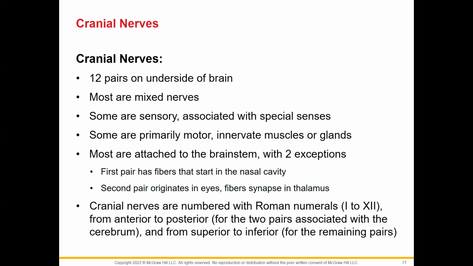Cranial nerves, 12 pairs. They sit on the underside of the brain. They sit on the inferior portion of the brain. Most of these are mixed. Some of them are just sensory, associated with those special senses. So you have neurons for sight, for smell, for hearing, for balance, for taste. Those are your special senses.